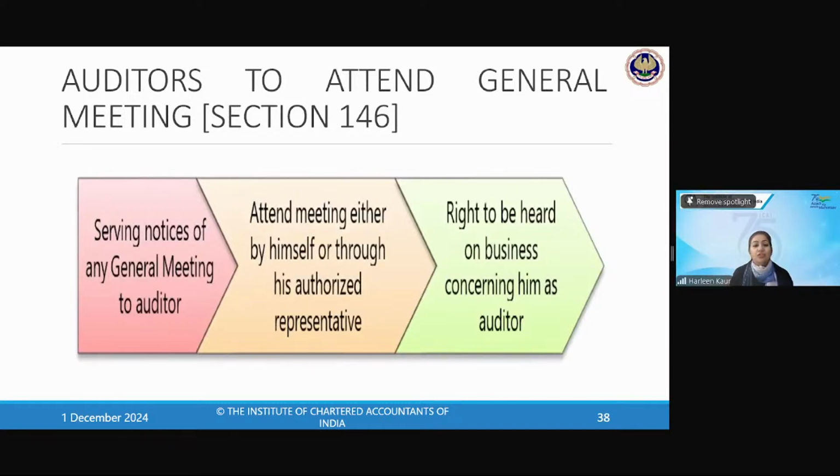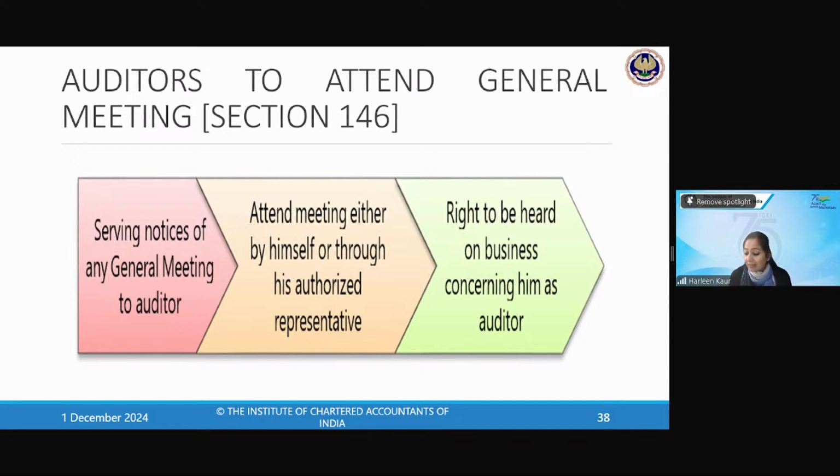Now, what is section 146 telling you? Section 146 is auditors to attend general meeting. Auditors also need to attend. Yes, sometimes auditors also come and attend the general meeting. You have to serve a notice of the general meeting. Remember, the notice you serve is a 21 days notice for the general meeting. So this notice related to the general meeting shall also be sent to the auditor. The auditor either can himself come and attend or through his authorized representative.